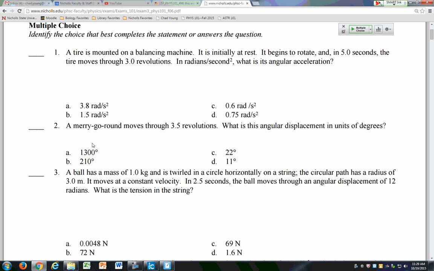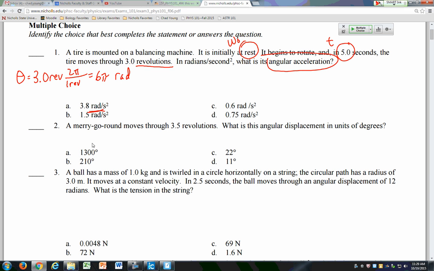My answers are given in radians per second squared, but I have this displacement in revolutions. So I want to convert that into radians. That's going to be my angle theta. It's 3 revolutions. 1 revolution is 2 pi radians. That's 6 pi radians. That's my angle theta. Initially at rest, that's my omega naught. I have the time here, which is 5 seconds. And I want to know the angular acceleration.